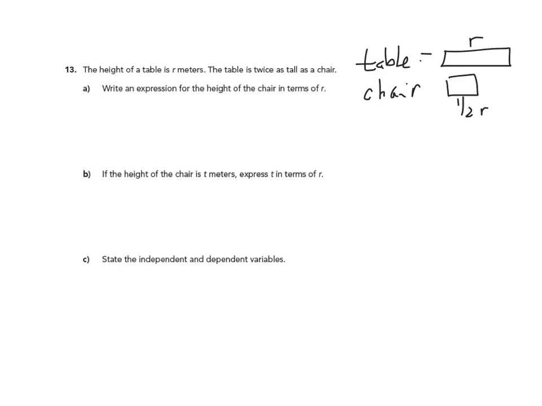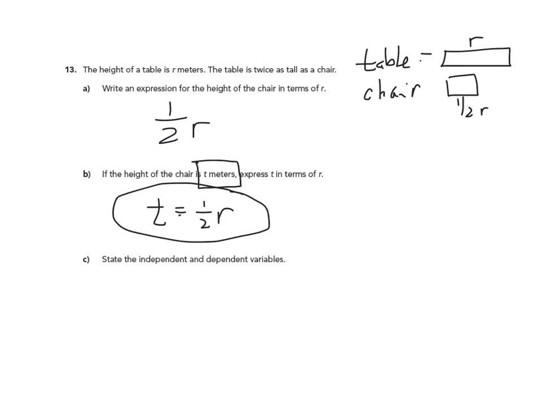Okay, so I know that the chair is 1/2 of an R, which makes sense. But then the next question they say, the height of the chair is T meters. Well, can it be half of an R and T at the same time? Yeah, it can be its own thing, T, but I can only figure out that T by knowing it's half of an R. So now I have an equation that relates T and R.